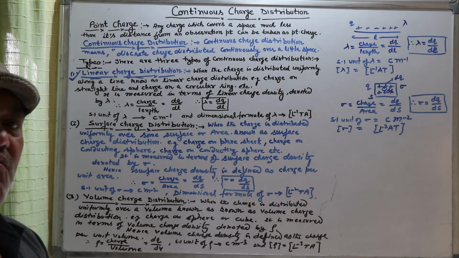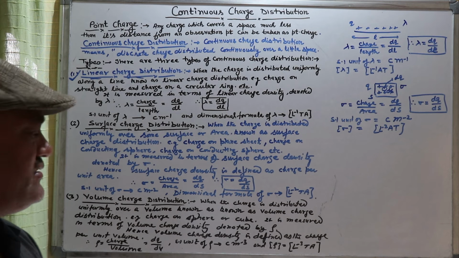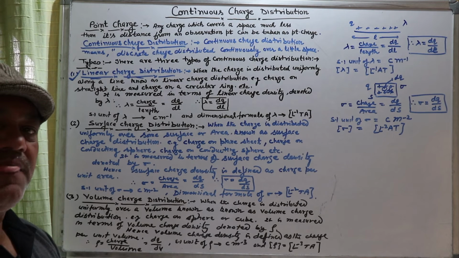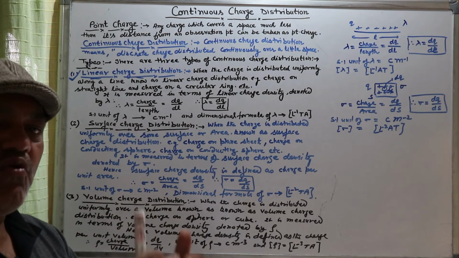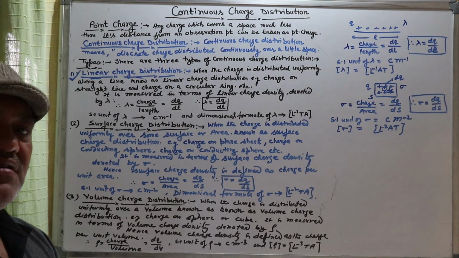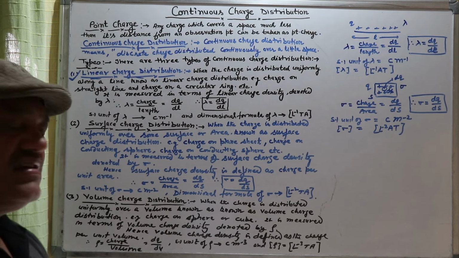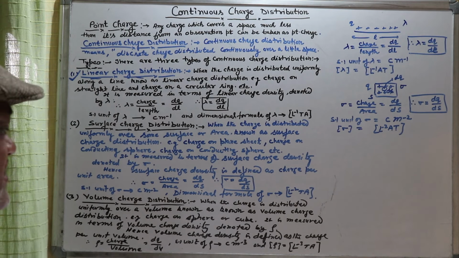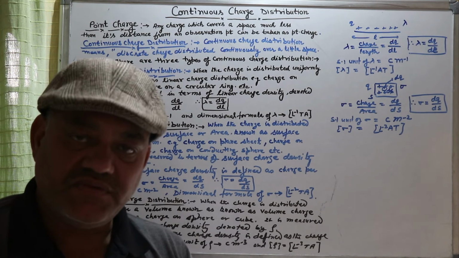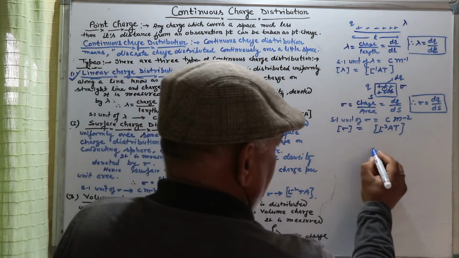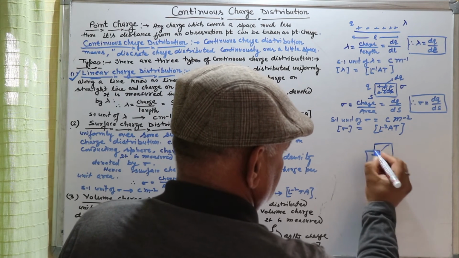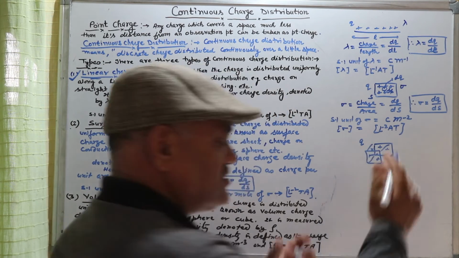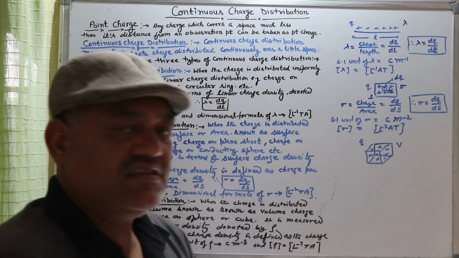Now we will discuss the third type of continuous charge distribution, that is the volume charge distribution. Now what is the volume charge distribution? When the charge is uniformly distributed over the volume, it is known as volume charge distribution. For example, charge is distributed on a sphere, or charge is distributed on a cube. For example, let us consider a cube. Let it have positive charge Q, which is uniformly distributed over the volume V of this cube.